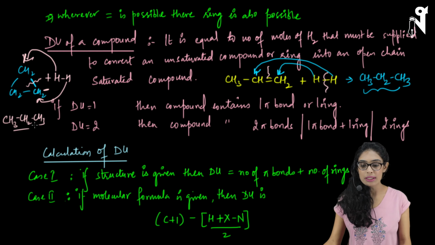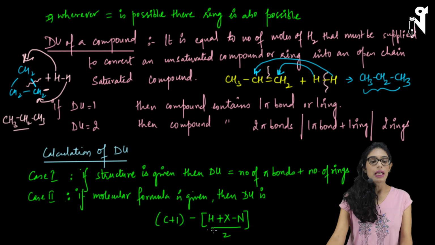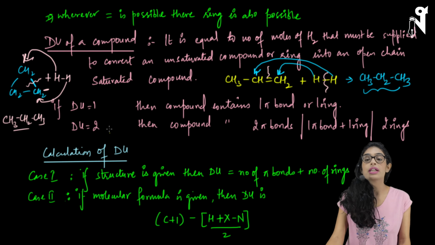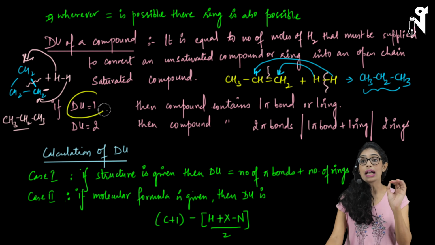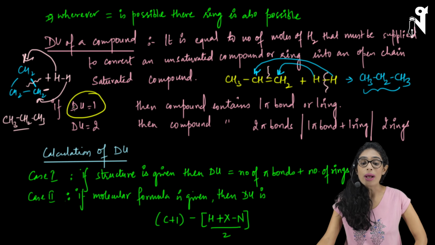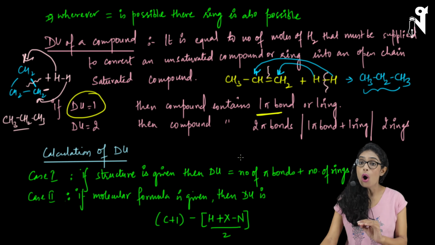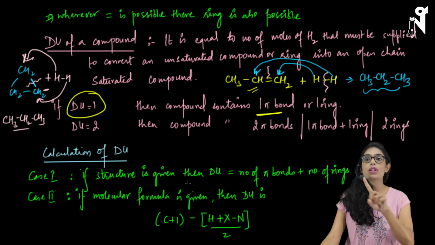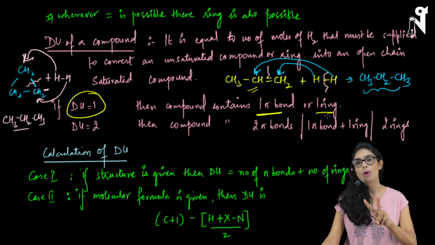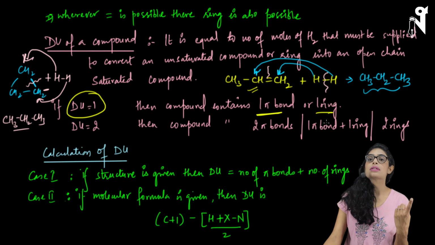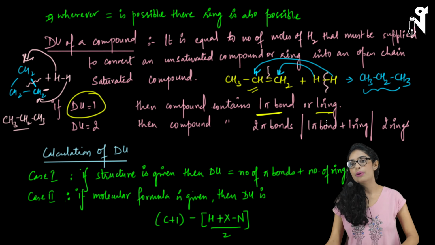So generally, what is the scenario that we see? If the degree of unsaturation of any compound is 1, that means that compound has either one pi bond, which we have seen just now, or it is a ring. Both cannot be in the same molecule. Either the compound has a double bond or the compound has a ring.